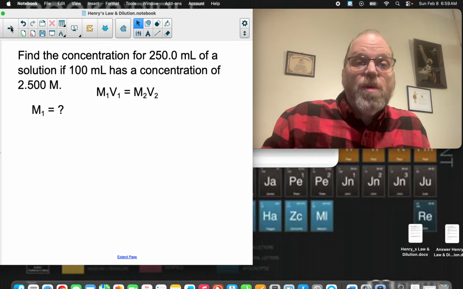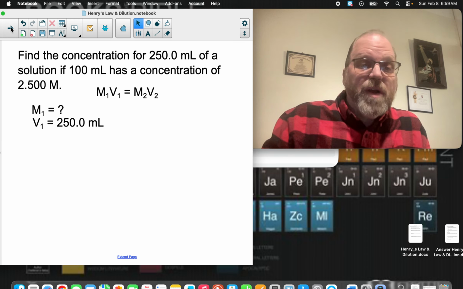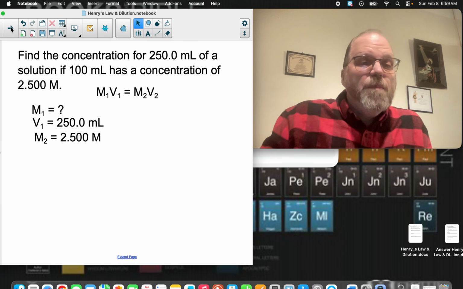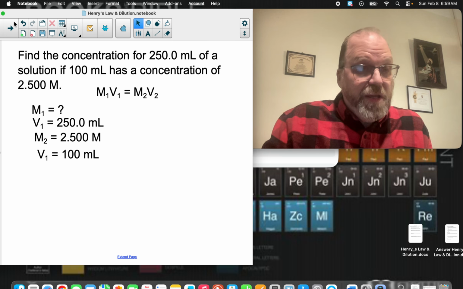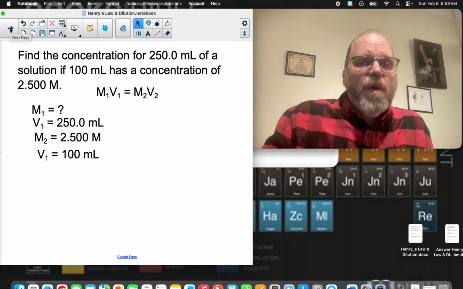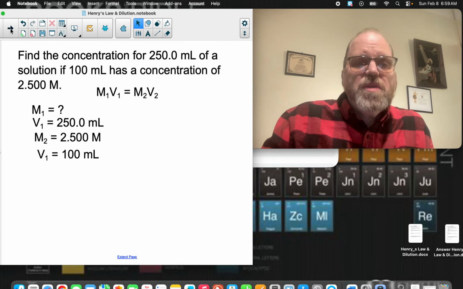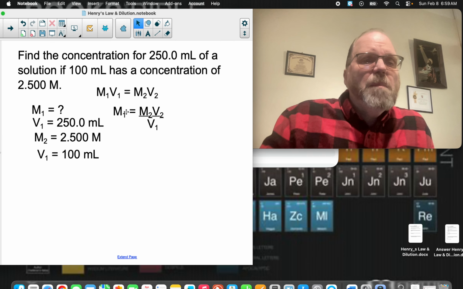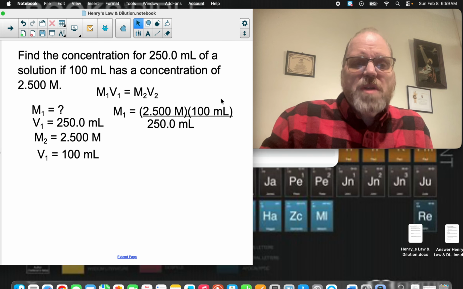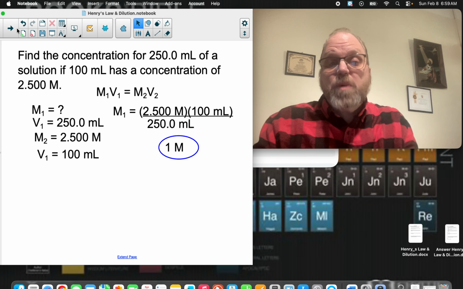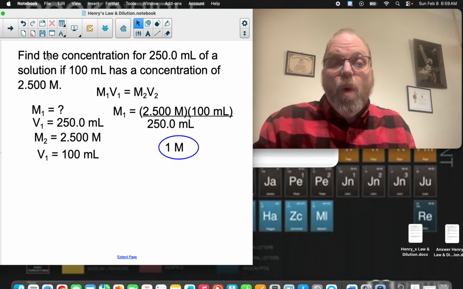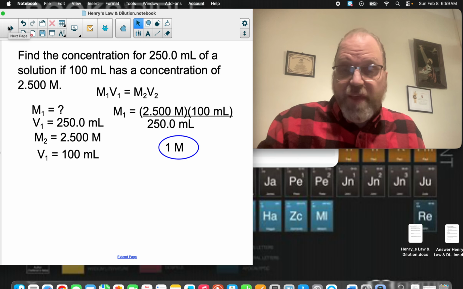M1 we don't know. That's what we're looking for. 250.0 milliliters, that's the volume we are going to get to. M2 is 2.500 molar. And 100, that's all we have. So sig figs, that's going to be an issue. So we are looking for M1. That means M2 V2 stays on top. V1 is going to come down. Plug our values in. My milliliters cross out. I'm left with molar. I only get 1 sig fig because 100 milliliters only has 1 sig fig. That's as accurate as it can be. So 1 molar is as confident of the answer as I can be.